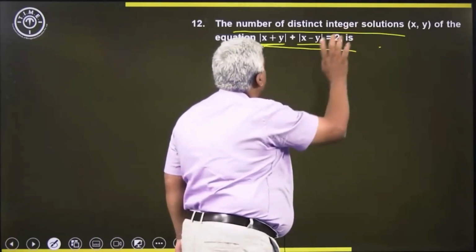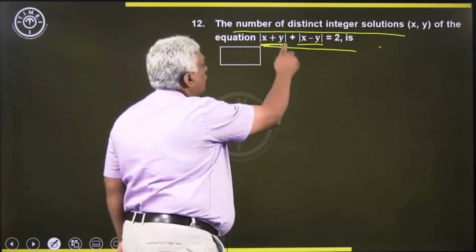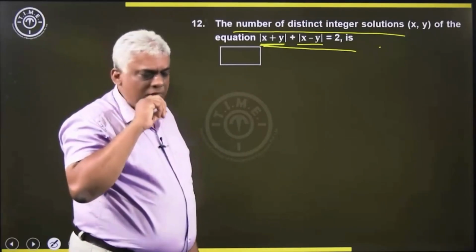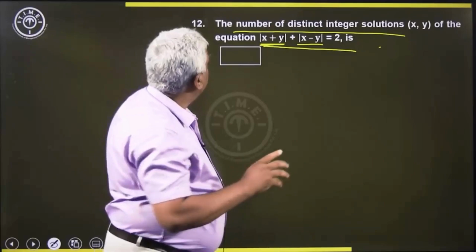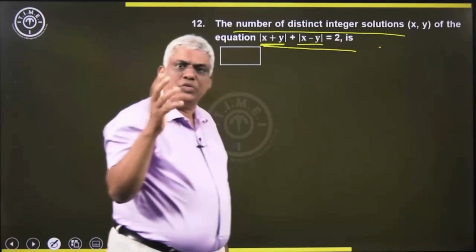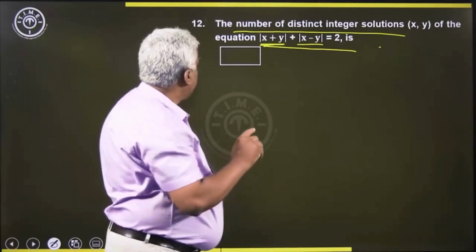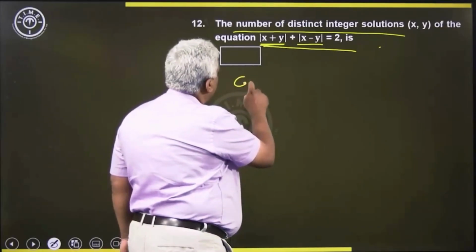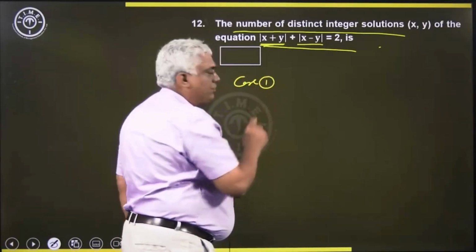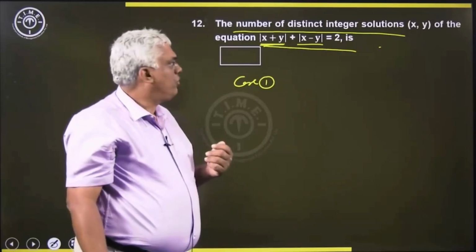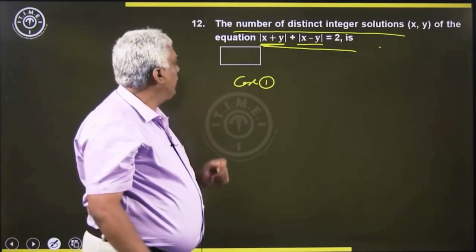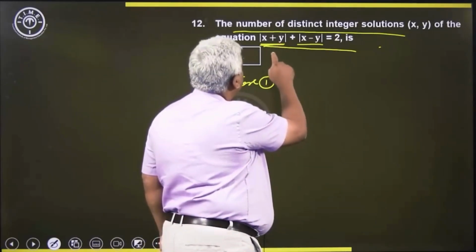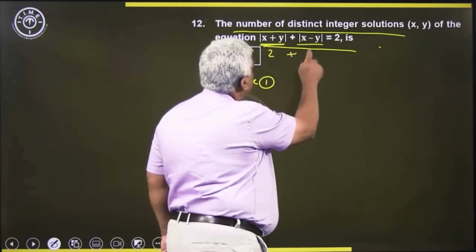Distinct integer solutions, right? So mod x plus y can be either a positive integer or it can be 0, because they are saying distinct integer, so 0 is also allowed, right? So what are the cases we have? One case: the sum of which two non-negative integers will give us 2? One thing we can have is this can be 2 and this can be 0.